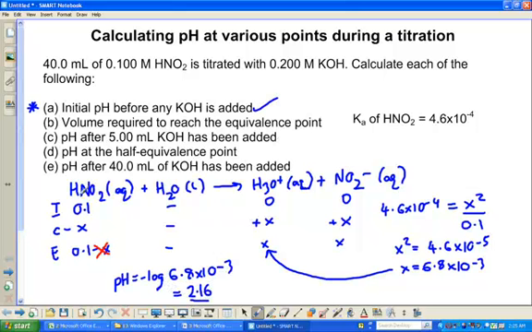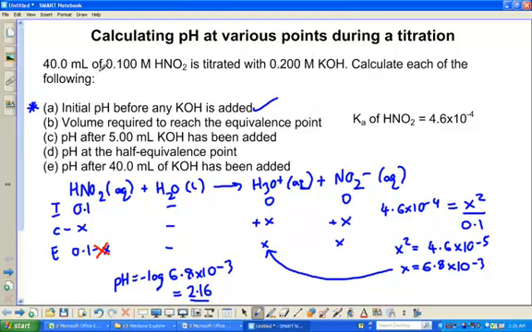Alright, now for parts B through E, we actually have to consider the reaction that is happening between the acid and the strong base. So this reaction is not going to apply anymore. Alright, so the volume required to reach the equivalence point. Of course, that requires us to remember what the equivalence point means. And the equivalence point is when we have a stoichiometrically equal number of moles of acid and base.